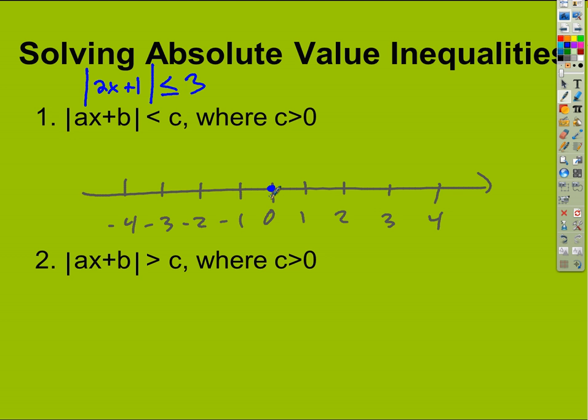What about 1? 1 times 2 is 2. Plus 1 is 3. Absolute value leaves it 3. Is 3 less than or equal to 3? It is. But that's where I have to stop, isn't it? I can walk up to that point, but if I pick a number bigger than 1, it's not going to work, is it? Like 1.1 would give me 2.2 plus 1 is 3.2. That's too big, right? So I can go up to and including 1. That's as far as I can go to the right. Well, let's see if we can walk to the left a little bit. What about negative 1?